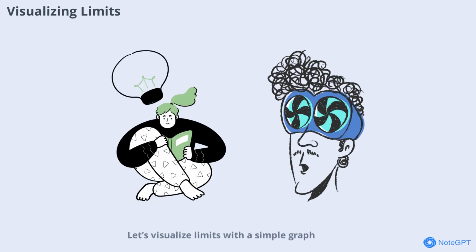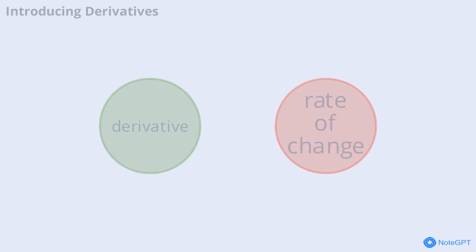Let's visualize limits with a simple graph. Imagine a curve approaching a certain value as it gets closer to a point on the x-axis. Even if the function isn't defined exactly at that point, we can still talk about the value it's getting closer to. This visual approach makes the abstract idea of limits much more concrete and helps us see why they're so important in calculus.